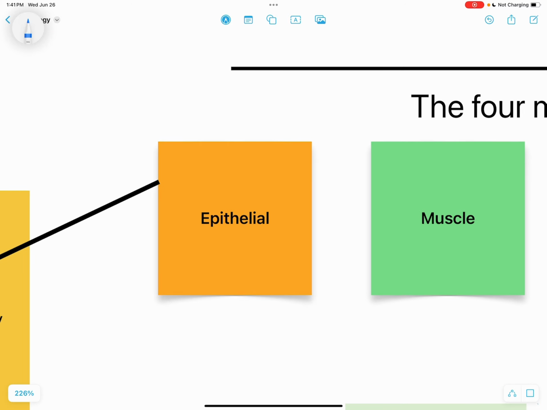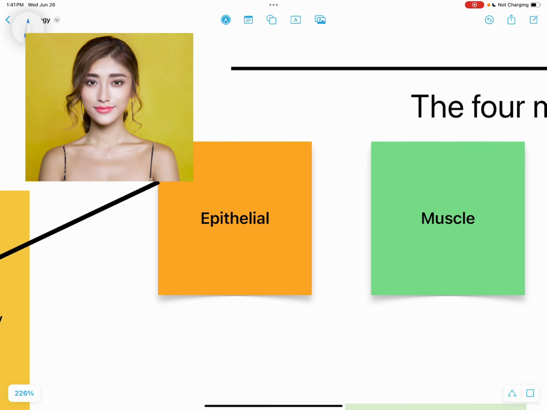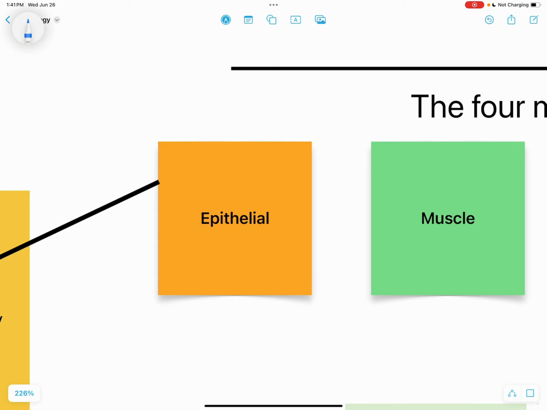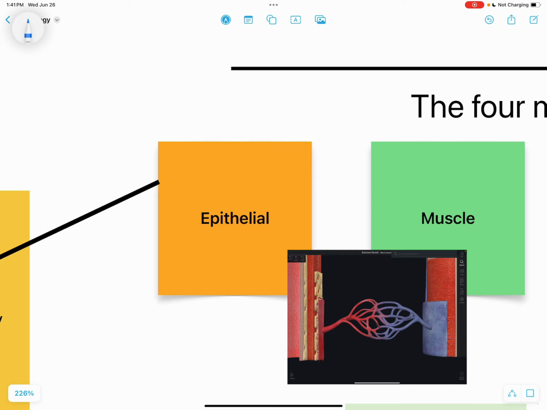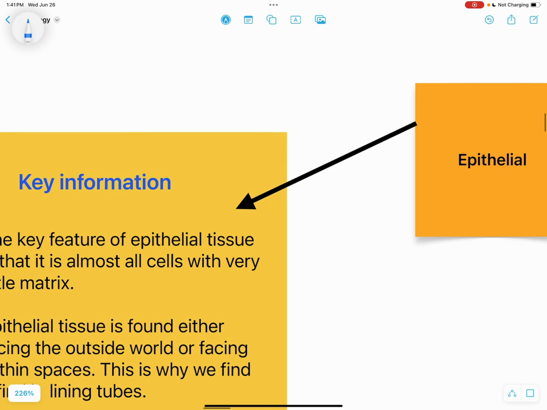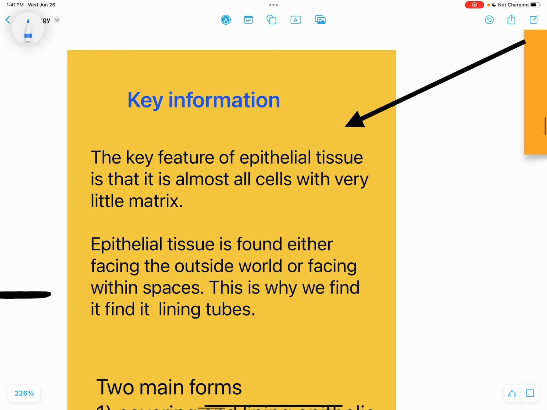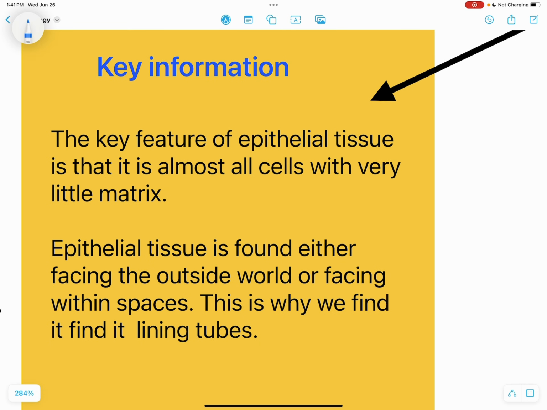Now, let's talk about where is epithelium. Epithelial tissue we find on the outside of the body. Great example would be your skin. It also tends to line cavities and pipes, tubes that run through the body. So as I look at epithelial, the key feature of epithelium is that it is almost all cells with very little matrix. And keep that in your mind. So if I'm looking down a microscope and I see it's all cells, I really don't see any material outside. The cells are sort of shoulder to shoulder with each other. That's our first big clue that we're looking at epithelial tissue.